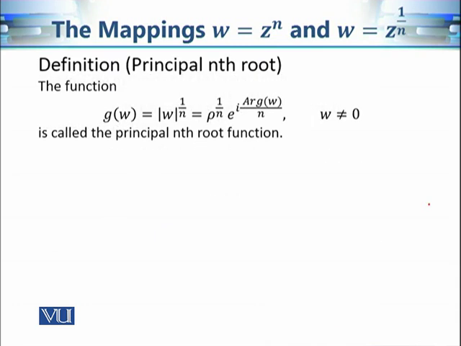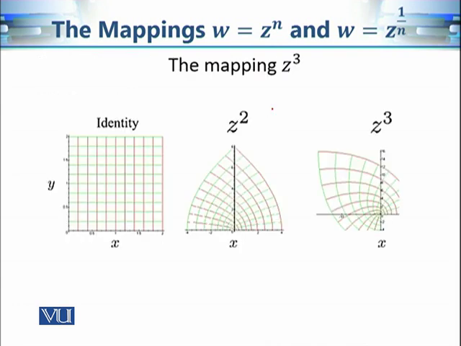It's an important function, so that's why we name it the principal nth root function. Once again the reason is we are using the principal argument of this complex number. Now let's talk about the geometry of the mapping z cube.